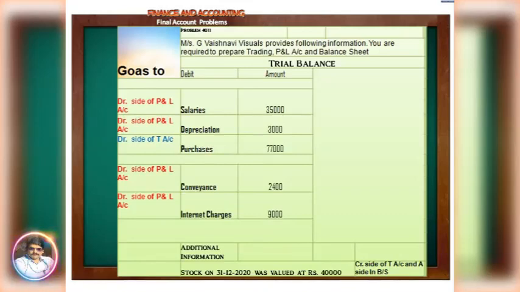Then we will see the other items on the debit side. Salaries, depreciation goes to the debit side of P&L account. Purchases is a pre-production expenditure, buying raw material for production, right? So it goes to the debit side of trading account. Conveyance and internet charges are office related expenditures, not factory. So they go to the profit and loss account, debit side.